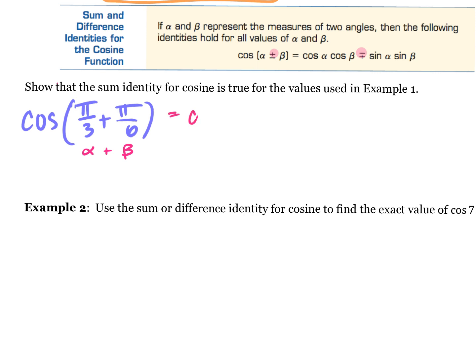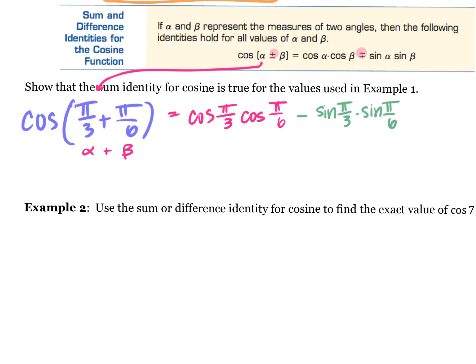Okay, here we go. So we got the cosine of, what was our alpha? Times the cosine of my beta. What was my beta? It's going to be pi over 6. And then I was top bin, so I'm going to stay top bin, which turns this into a minus. The sine of pi over 3 and the sine of pi over 6.